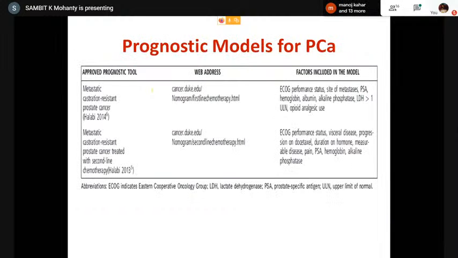So now we have the prognostic models, like for metastatic castration-resistant prostate cancer, with second-line chemotherapy. They are castration-resistant. That means you have given androgen deprivation therapy, or you have taken out both the testicles, and the patient is still not responding to androgen deprivation therapy. So you are in trouble.